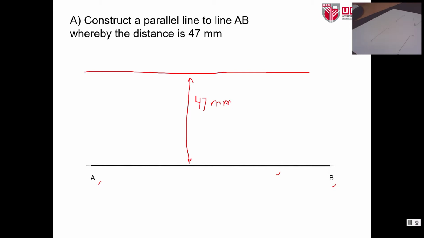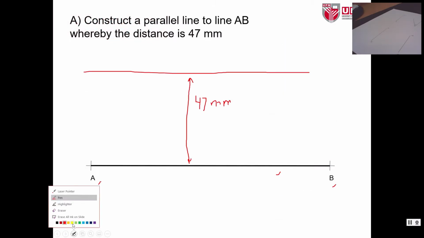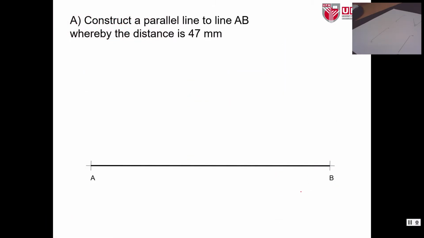So there is a way of doing that. So let's just watch the animation. What you need to do first is to draw a circle in the center of the line, and then you're going to draw a perpendicular line, and then you set the distance at 47 mm, and then you draw the parallel line.